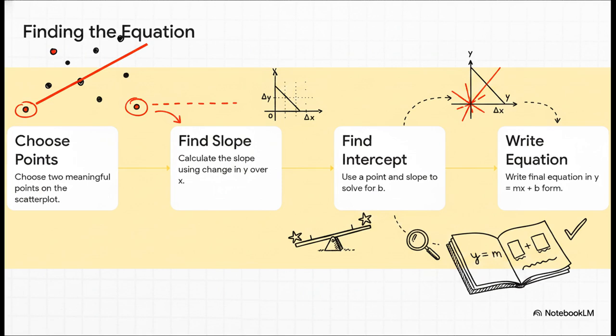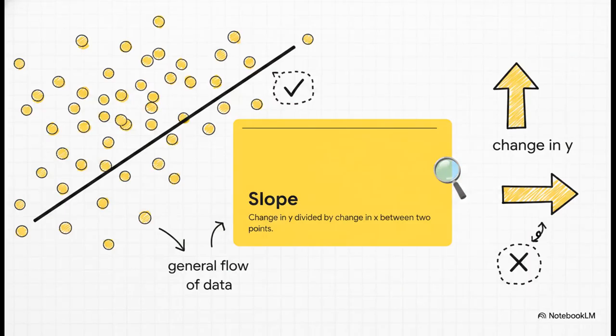See? It breaks a complex problem down into totally manageable bite-sized pieces. So let's talk about slope. The definition is simply the change in y divided by the change in x. But here is the pro tip. When you're picking your 2 points, make sure they actually follow the overall trend. You really want to capture the general flow of the data. Just go ahead and completely ignore those weird outliers that are sitting way off in left field.